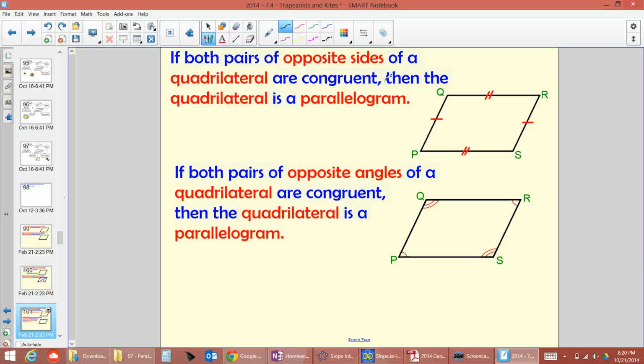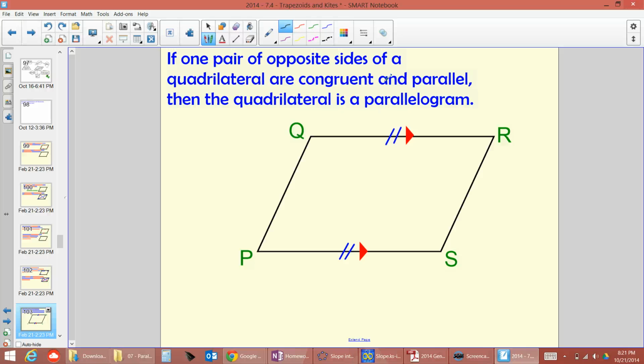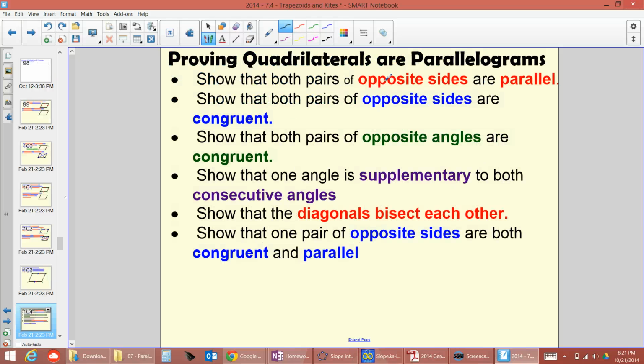All right, so now we're going to go backward. We're going to try to prove that an object is a parallelogram. If the opposite sides are congruent, then it's a parallelogram. If the opposite angles are congruent, then it's a parallelogram. Kind of the same rules. If consecutive angles are supplementary, then it's a parallelogram. If the diagonals bisect each other, then it's a parallelogram. Further, if one pair of opposite sides is congruent and parallel, then it's a parallelogram, okay? All right, so here's proving quadrilaterals are parallelograms. Those are your six ways of proving it.